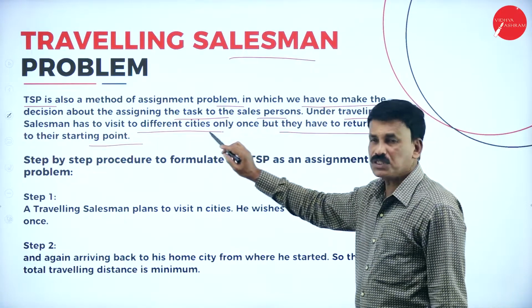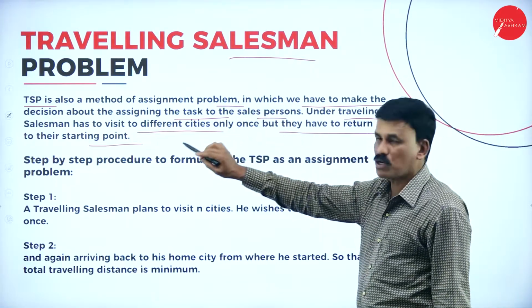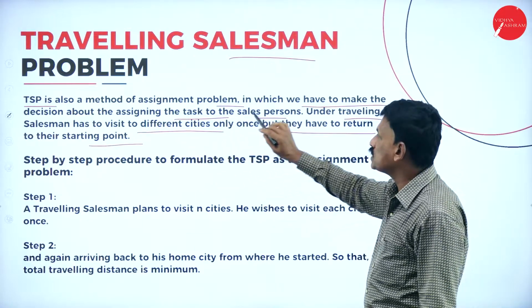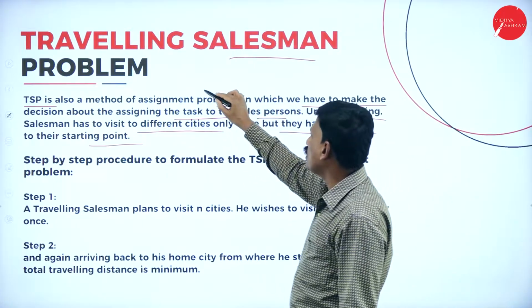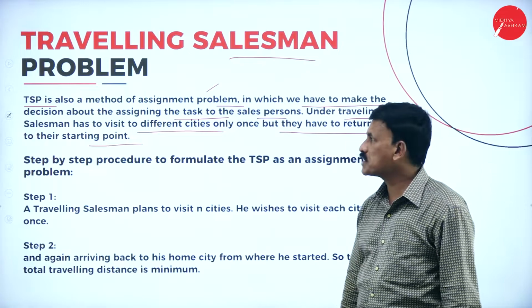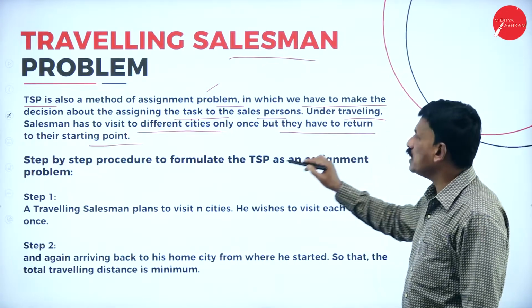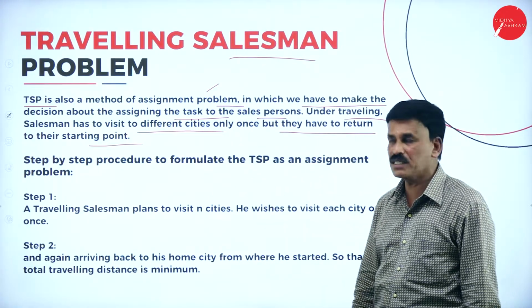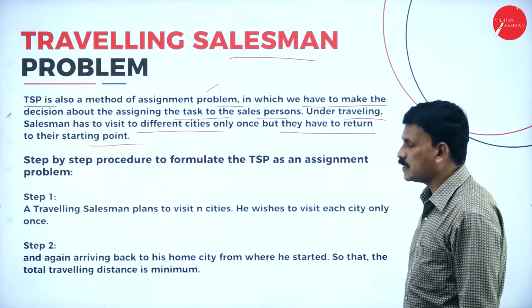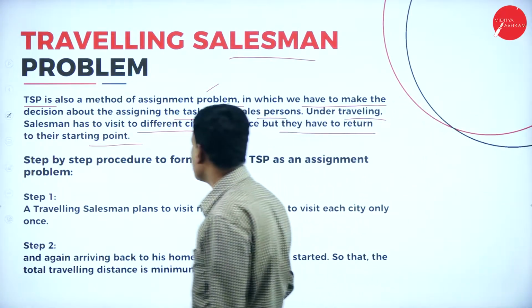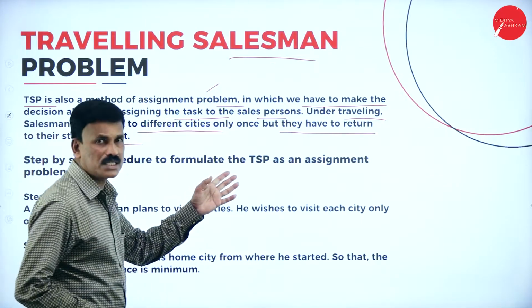So the traveling salesman's problem is another method of assignment problem in which we have to make the decision about assigning the task to the salesperson, and a traveling salesman has to visit the different cities only once.